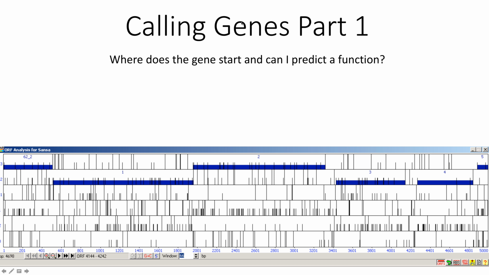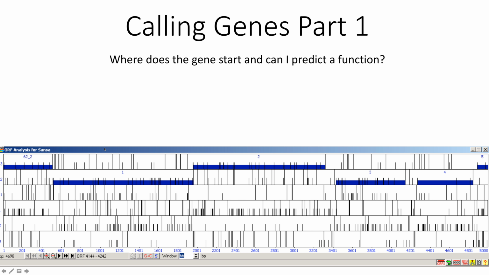So today we're going to learn about how to call genes. And essentially what calling a gene means is identifying a region in the genome that is predicted to be a gene, identifying the gene start, which is basically the coordinates of the translational start, and doing the best to predict what a potential function for that gene is.